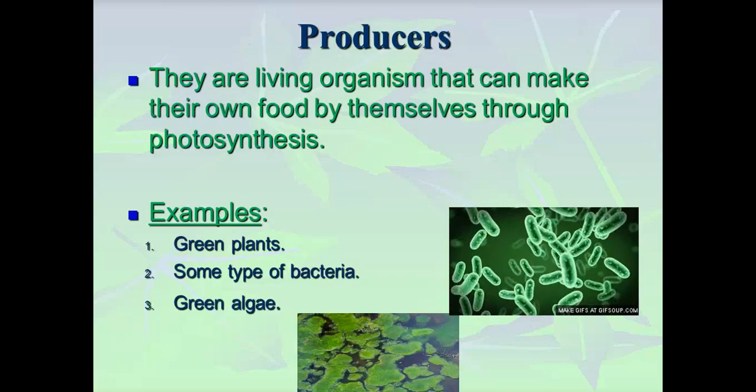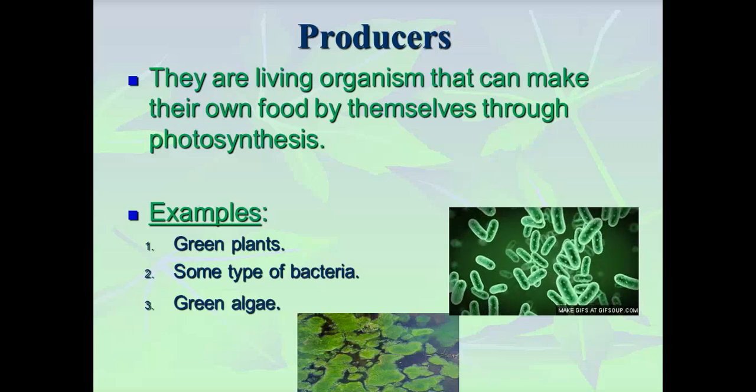The first type, producers. When we say producers, of course we mean green plants. Why? Because green plants make their own food by themselves. Producers are autotrophic or self-feeders. Plants make their food by the photosynthesis process. If I want to define producers, they are living organisms that can make their own food by themselves through the photosynthesis process.